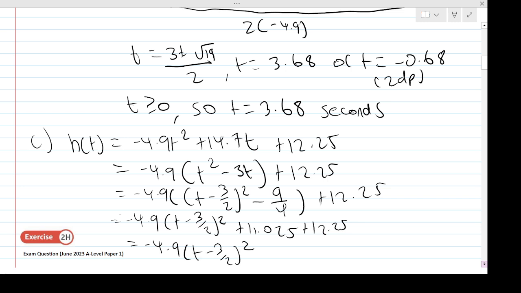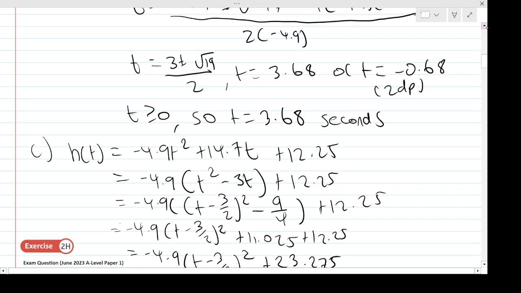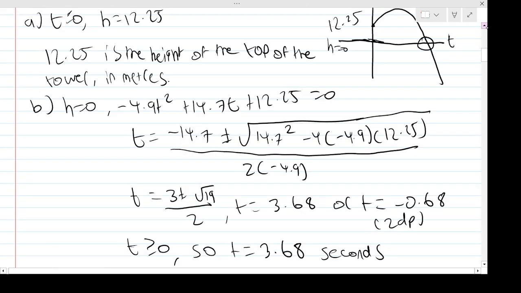Then I can just add these two numbers together, so then I get 23.275. Cool. Okay, so that's written in that form. Cool. Then part D.